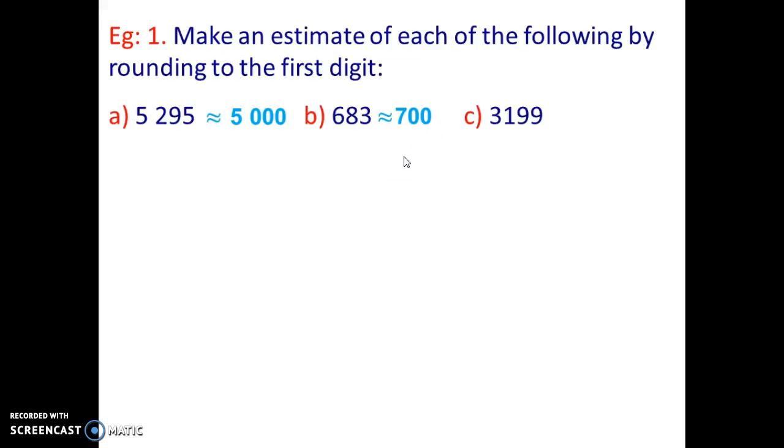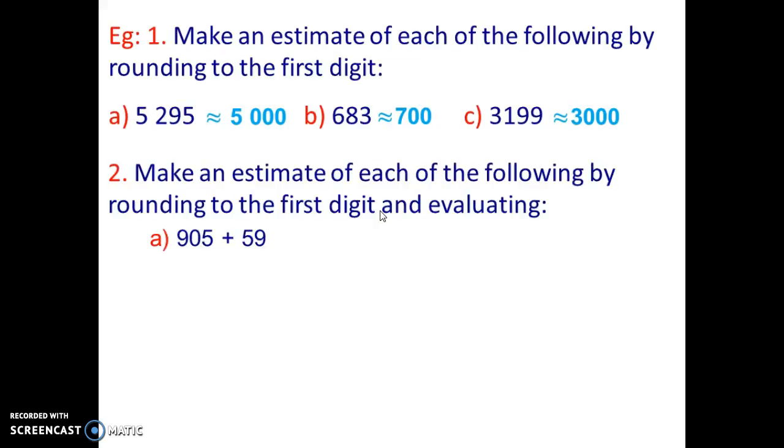For 3,199, even though these end numbers are nice and big, the number that you're cutting off directly after the 3 is a 1, so it stays the same and it goes to 3,000. Sometimes you can use this when you're doing large sums. For example here, working out 905 plus 59, you have to do your algorithm. However, when we round off, we can say that's about 900 plus 60, so about 960. Your answer should be around there.